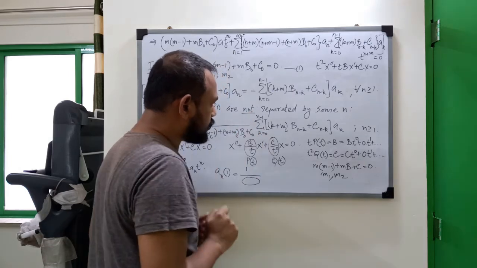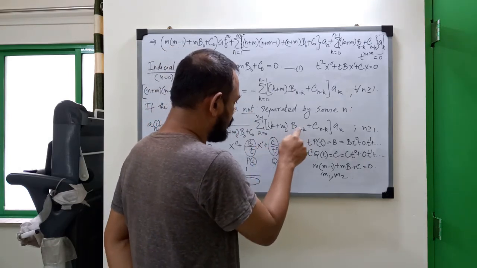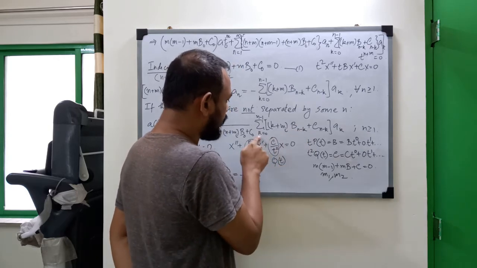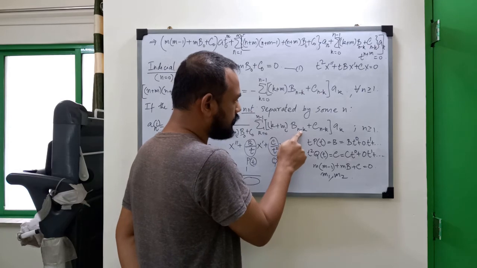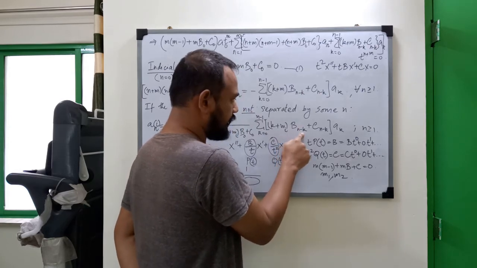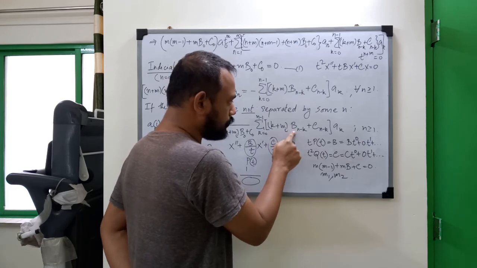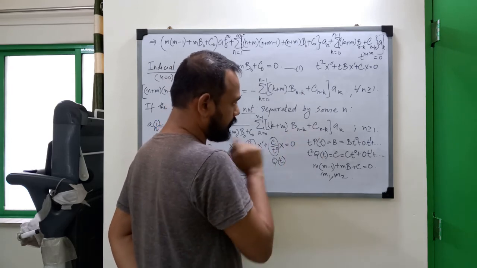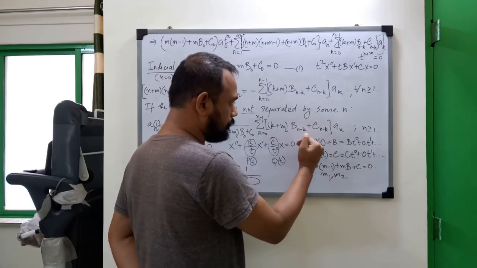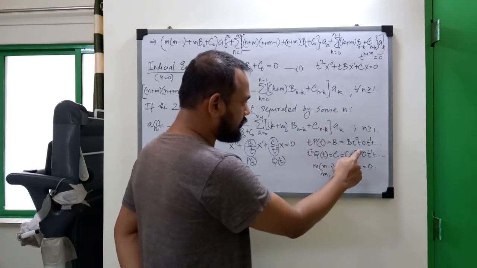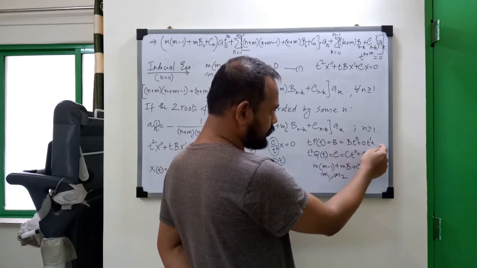So what is the smallest index of b here? The smallest index is when k reaches the maximum, n minus 1. When k reaches n minus 1, you would have b1 here, and similarly c1. That's the smallest index of both b and c. So all the indices in this sum of b and c are greater than or equal to 1. But the coefficients with indices greater than or equal to 1 are all 0.